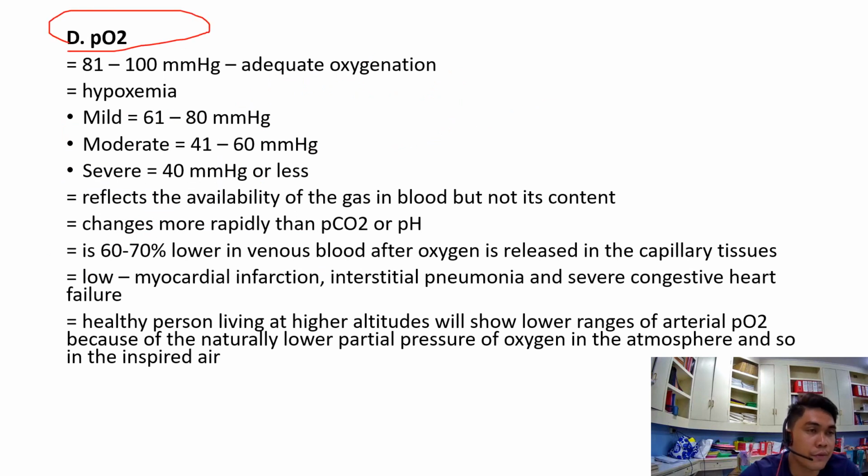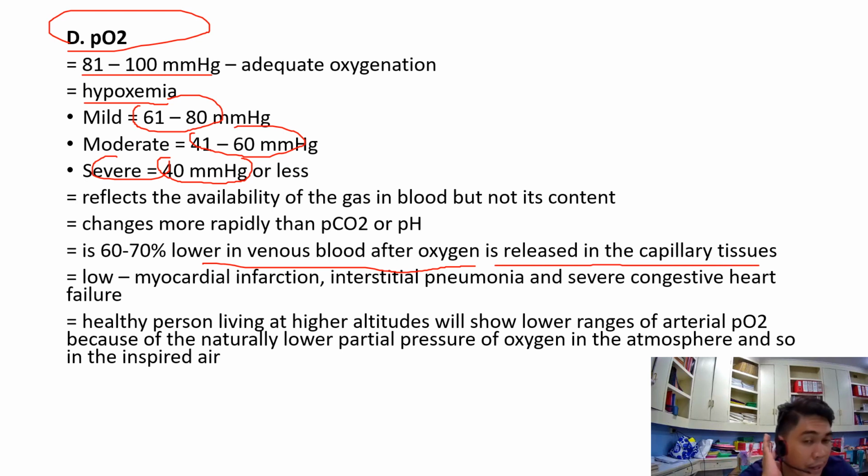Next is PO2. For adequate oxygenation, you have 81 to 100. For mild hypoxemia, 61 to 80. Moderate is 41 to 60. And severe is 40 mmHg or less. It reflects the availability of the gas in blood, but not its content. It changes more rapidly than PCO2 or pH, and is 60 to 70% lower in venous blood after oxygen is released in the capillary tissue. So comparing venous and arterial blood, venous blood has a 60 to 70% lower PO2 level because of the release of oxygen to the capillary tissues.